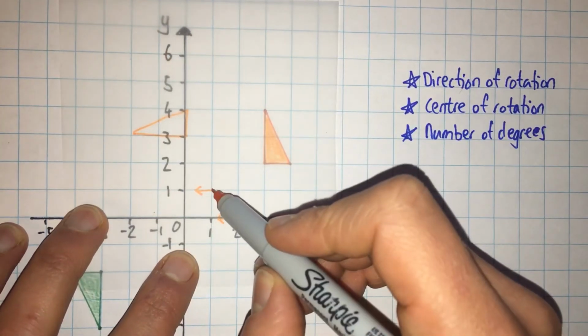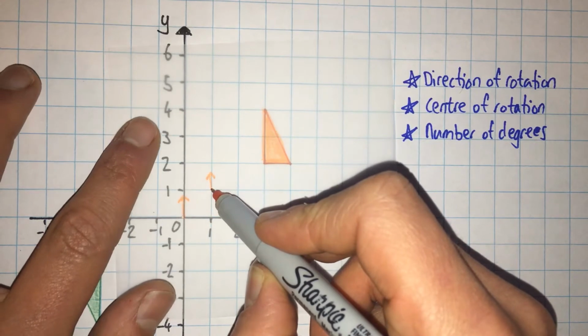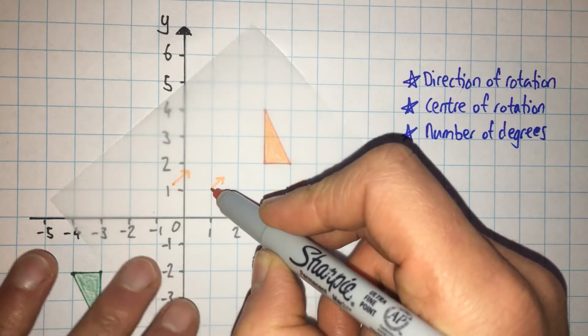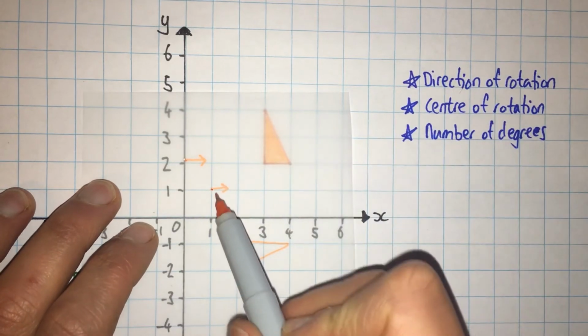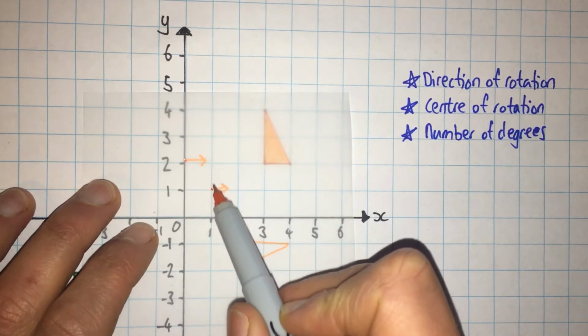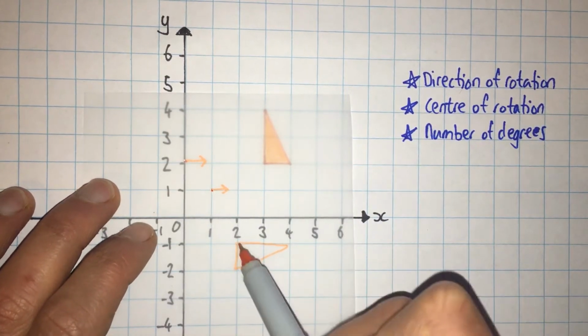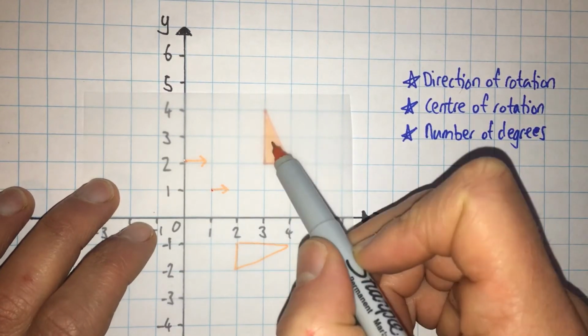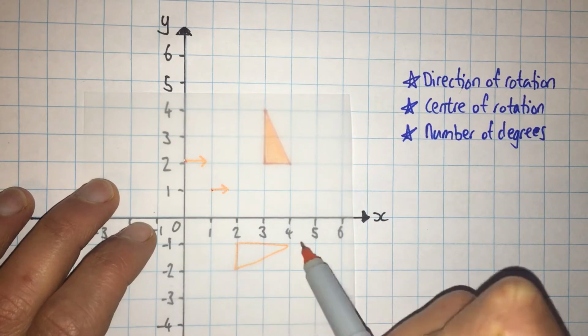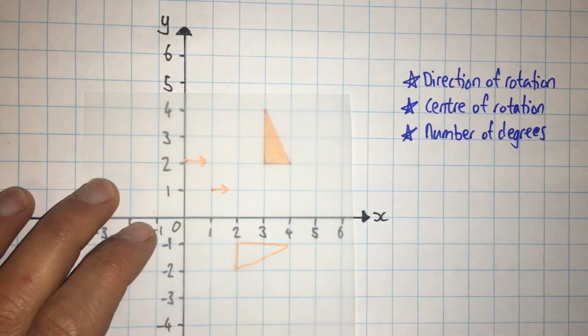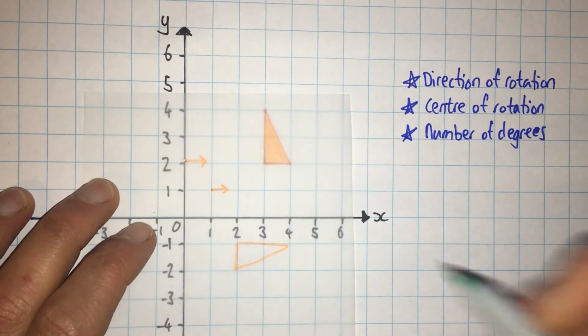If I wanted to go clockwise from that point, I go in this direction, and for a 90 degree turn we'll put it there because it's gone from vertical to the horizontal. So the image of this object after a 90 degree clockwise turn would be in this position. Let's draw that one in.